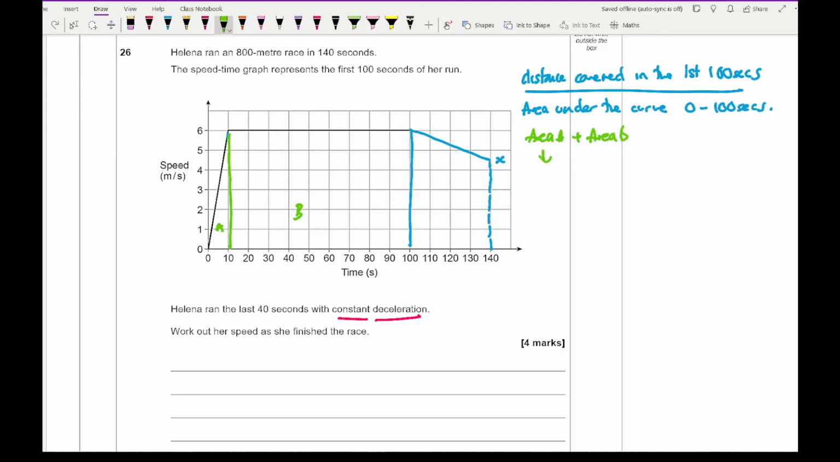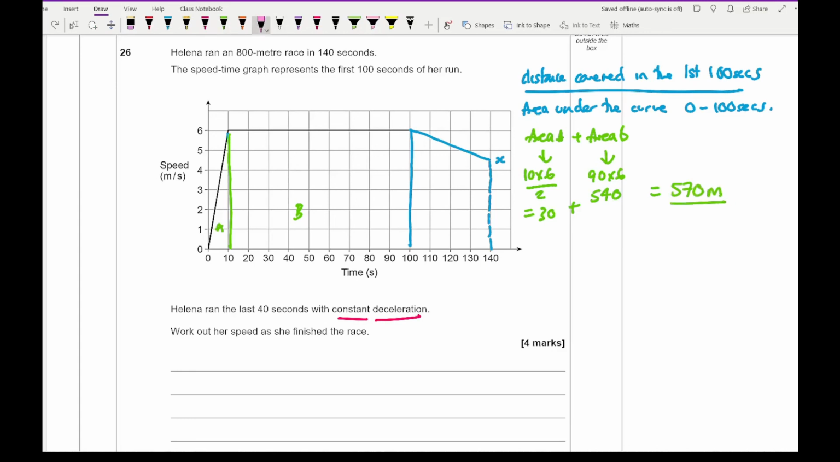Now the area of A is going to be 10 times 6, which is 60. And the area of B, which is a rectangle, that's going to be 90 times 6, which is 540. Well, actually, I forgot that that's a triangle, so we need to divide that by 2. So we're dividing that by 2, so that becomes 270. So 60 plus 270 is 330 meters.